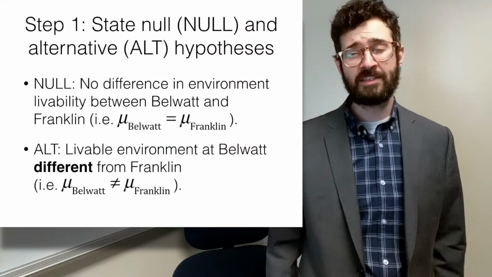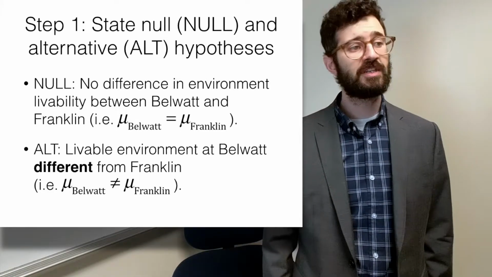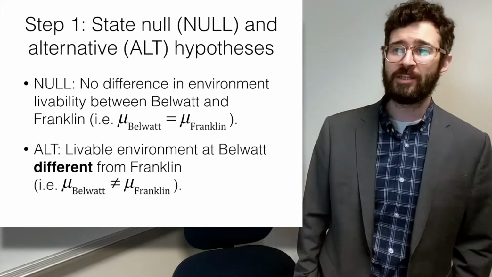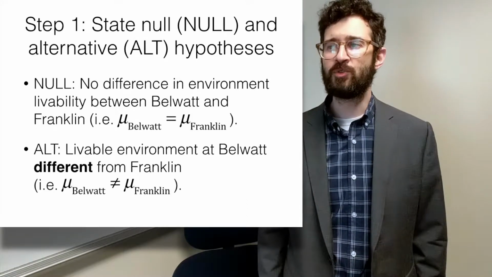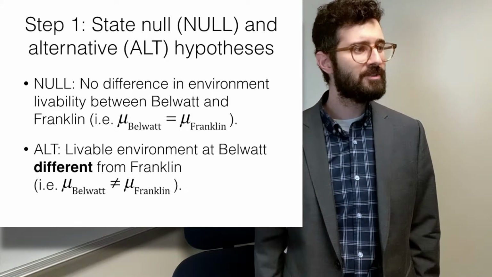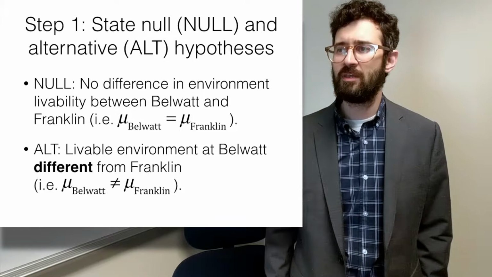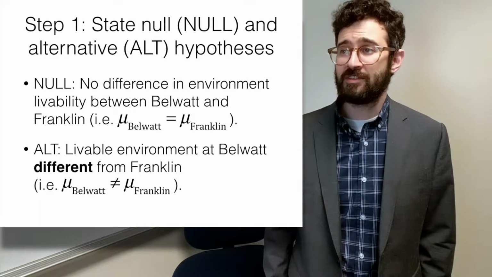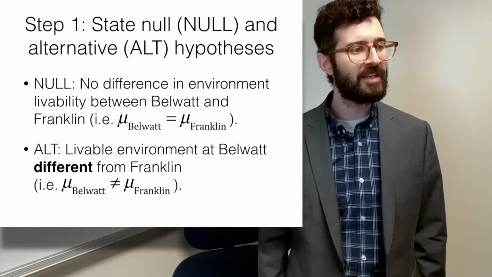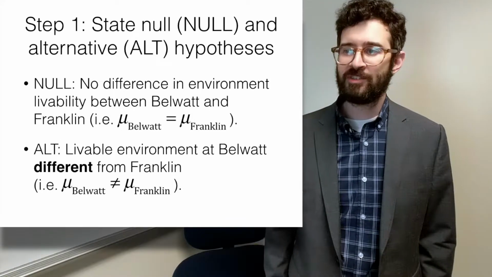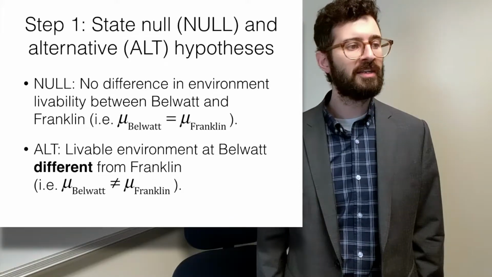So formally, I can take step 1, where I state the null and alternative hypotheses. So in the context of the Prison Climate Survey, my null hypothesis is that there is no difference in environment livability between Belwatt and Franklin. So their population averages for environment livability are the same. My alternative hypothesis could be that livable environment at Belwatt is different from Franklin. So each of these populations has some average environment livability, and I might think that they are not equal to each other.